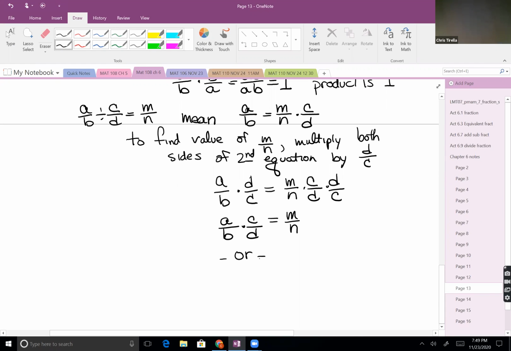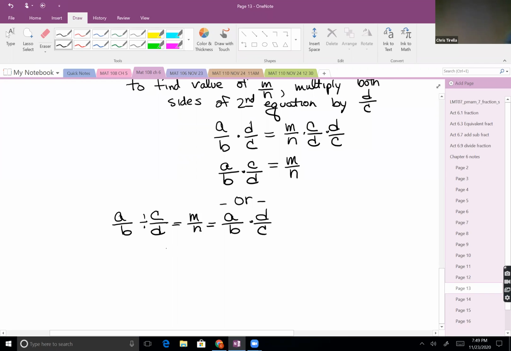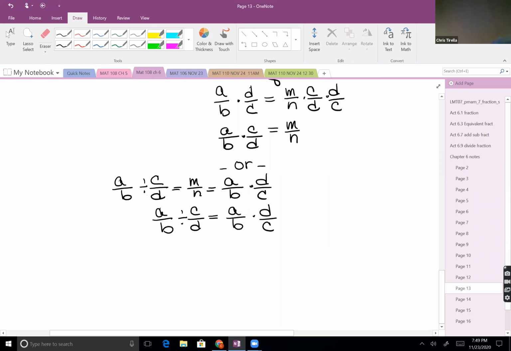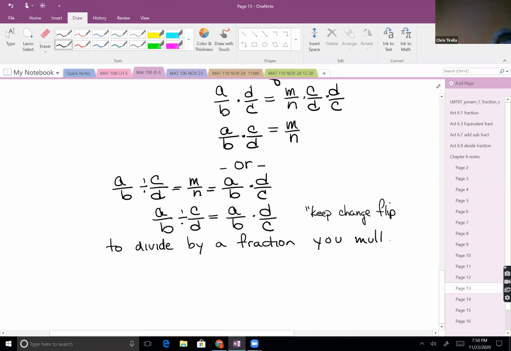Or if we put all of the pieces together, A over B divided by C over D is equal to that M over N, which is equal to A over B times D over C. Getting out the middleman, A over B divided by C over D is equal to A over B times D over C. Or has anybody ever heard that keep, change, flip, or to divide by a fraction? You multiply by its reciprocal.